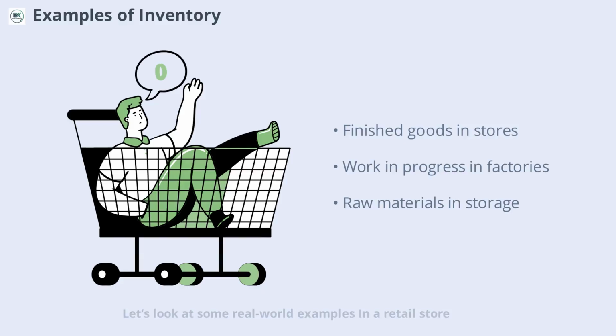Let's look at some real-world examples. In a retail store, finished goods like clothing or electronics are inventory. In a factory, work in progress such as partially assembled cars also counts, and in any production setting, raw materials like steel, fabric, or chemicals waiting to be used are part of inventory too. These examples show how inventory appears in different industries and why it's a key part of business operation. Recognizing these categories helps companies manage stock and report accurately.